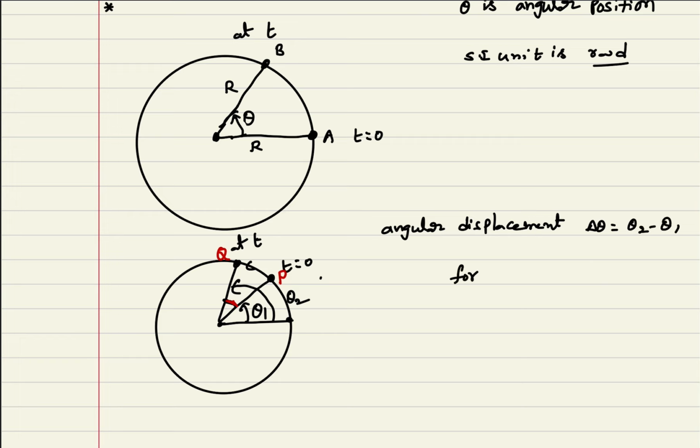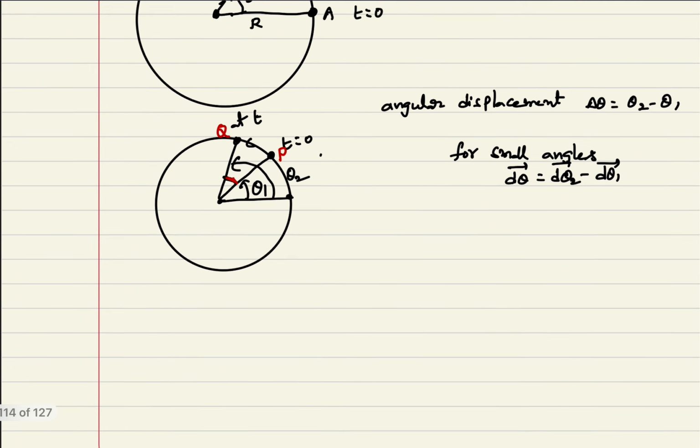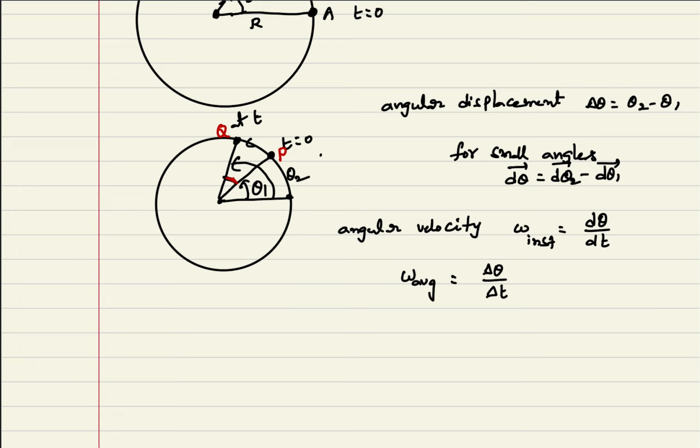For small angles, we can write d theta is equal to d theta 2 minus d theta 1. Also you can write this is the angular position. You can observe that. Similarly, what is angular velocity? Angular velocity, omega instantaneous, can be written as d theta divided by dt. Omega average value, if you want to write, delta theta divided by delta t.